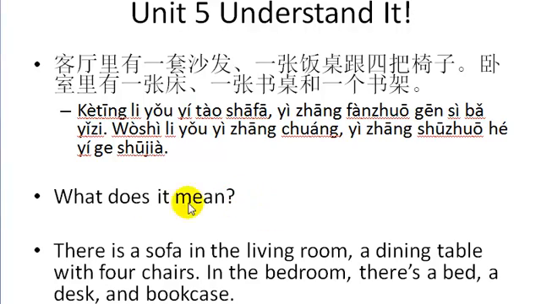And we have there is a sofa in the living room. So 客厅里有一套沙发, a dining table, 一张饭桌, with 4 chairs, 跟4把椅子. 把 is the measure word for chair. 卧室里, in the bedroom, 有一张床, there's a bed. 有一张书桌, there's a desk. And 和一个书架, a bookcase.